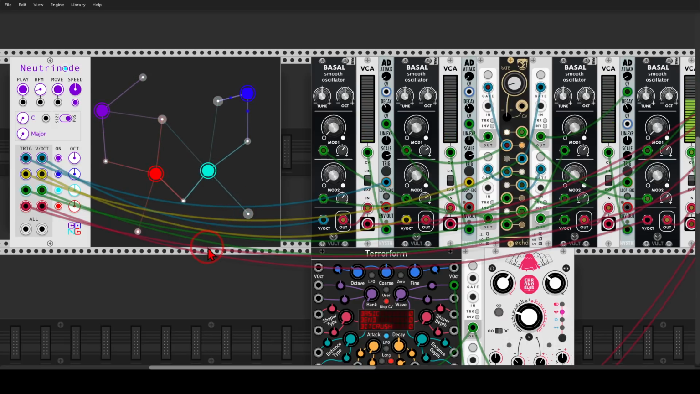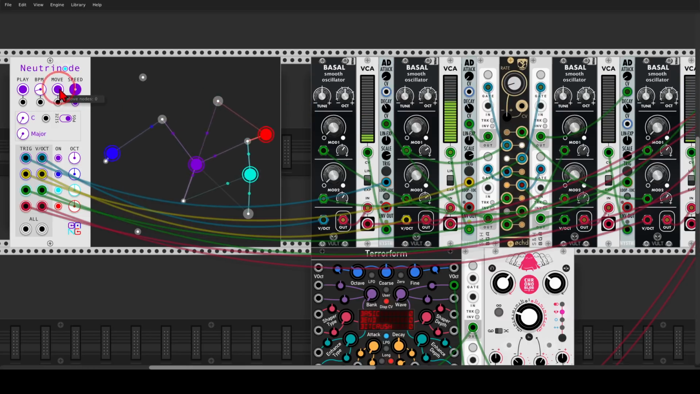So now we get a nice sequence, but what really makes this fun for generative sequencing is the fact that we can animate the nodes. So if I click here, move, everything starts moving. And now the sequences will always change and evolve.